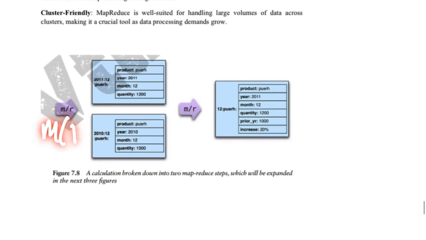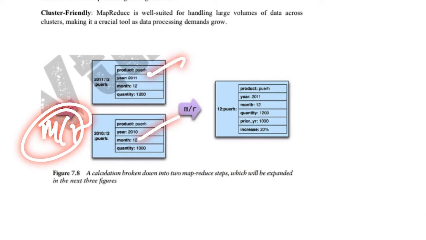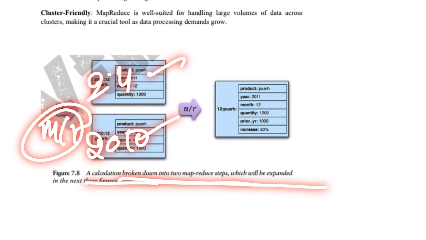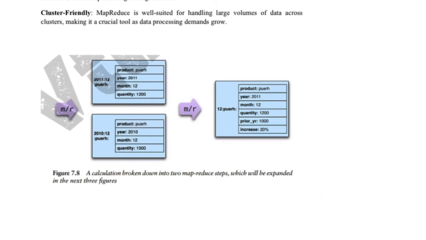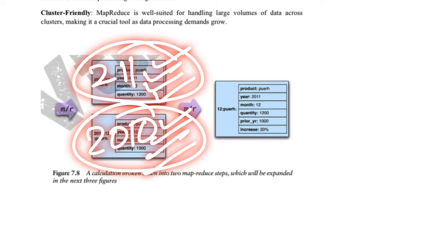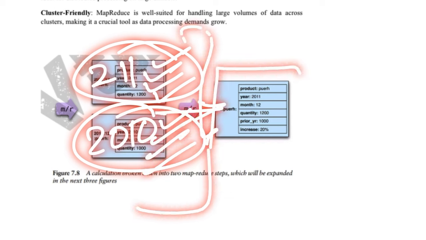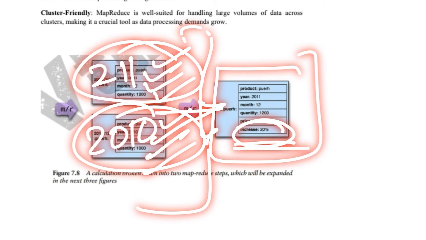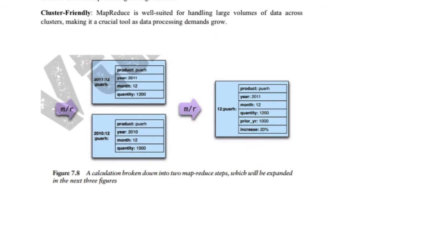So, after MapReduce, here we have two comparisons of 2010 and 2011. The calculation is broken down into two steps, which have been expanded into three figures. So the first figure here we can see, we have product of 2011 and 2010: the name, year, month and quantity, name, year, month and quantity. Comparing these two, you are combining here with an increase, an additional attribute you are adding here.